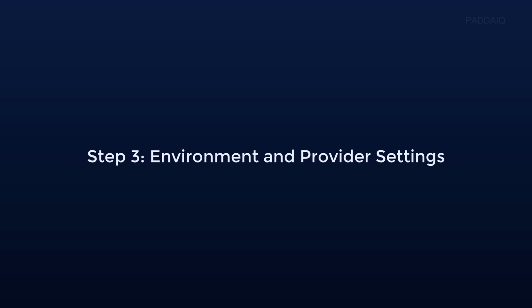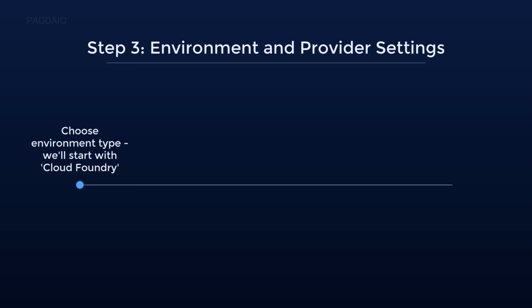Step 3. Configuring environment and provider settings. Choose environment type. We will start with Cloud Foundry. This is simply selecting the platform where your applications will run. For instance, if building a travel expense app, Cloud Foundry provides the ready infrastructure to deploy it. This foundational choice streamlines your development process right from the start.